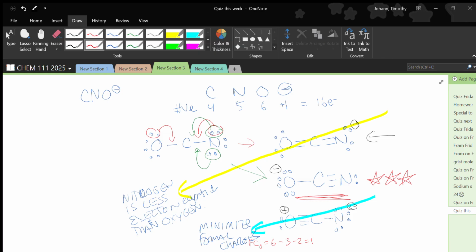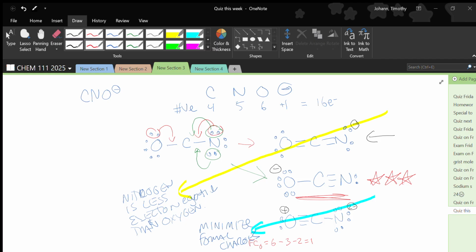Yes? Does it apply to positive charges as well? It applies to positive charges as well, but if we had a positive, let's pretend we had a positive charge in this molecule. Where would the positive charge go? It would go on the nitrogen.